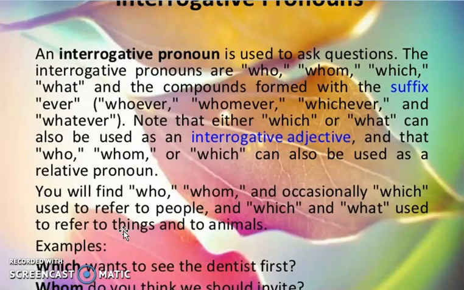Next one is interrogative pronoun. Interrogative pronoun is used to ask questions. The interrogative pronouns are who, whom, which, what, and the compounds formed with the suffix ever. These four are called interrogative pronouns, and also the compound words with the suffix ever. For example, whoever, whomever, whichever and whatever.